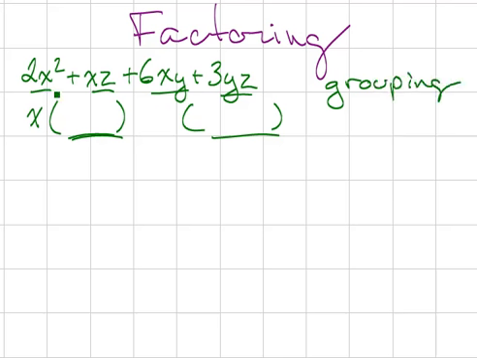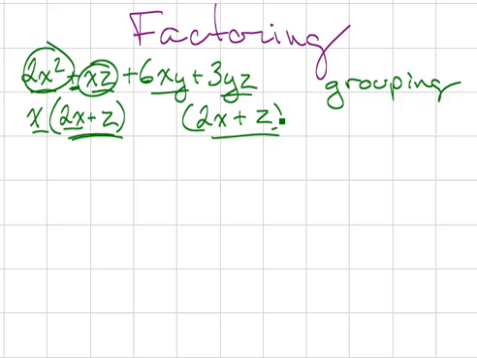So in this case, if I factor out an x from the first two terms, I'm left with 2x, because x times 2x is 2x squared. If I factor an x out of the second term, I'm going to have this positive sign and z, because x times positive z is positive xz. Now, for this to work, this factor has to be the same. So I just write it out that way, 2x plus z. I know it's going to be that way.